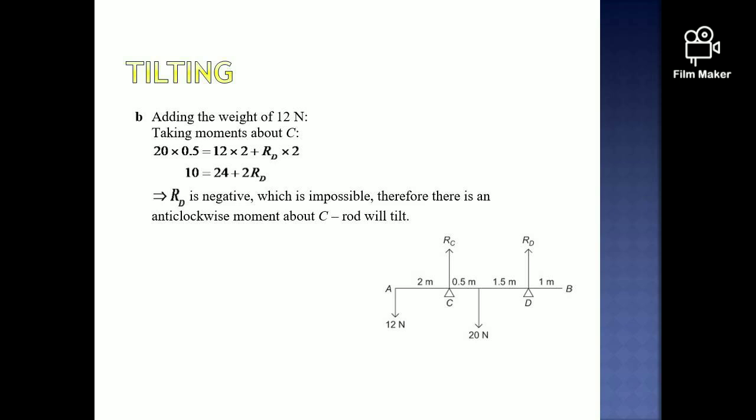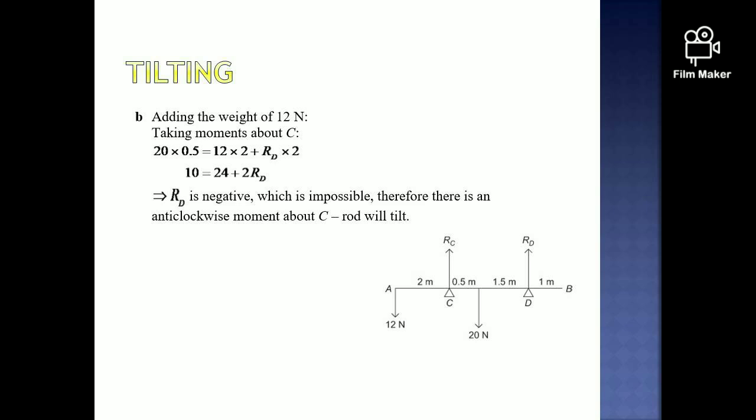Now let's see. If you put a mass at point A, they mentioned that the object tends to tilt at C. That is what we need to show. That means you have to show that RD becomes 0 or some kind of impossible value. That is a way of proving that the object is tilting at point C. That means at point C, RD must be 0, or you have to say that RD obtains some kind of impossible figure, right?